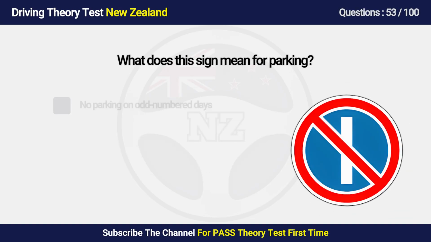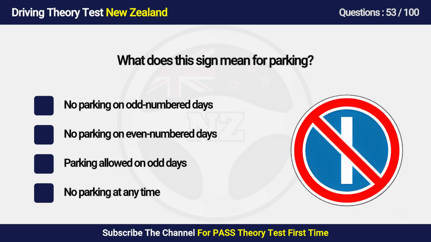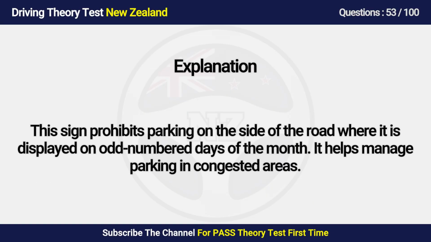Question 53. What does this sign mean for parking? A. No parking on odd days. B. No parking on even days. C. Parking allowed on odd days. D. No parking at any time. Answer is A. No parking on odd days. This sign prohibits parking on the side of the road where it is displayed on odd days of the month. It helps manage parking in congested areas.